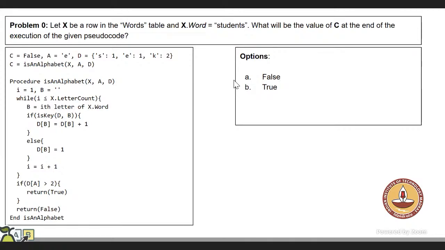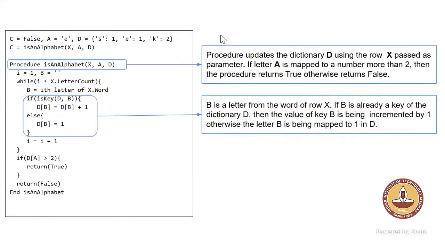X is a row in the words table. We are not passing the entire data set to this procedure is an alphabet. We are just passing X. So X dot word is students. The row X, the data of that word is students.